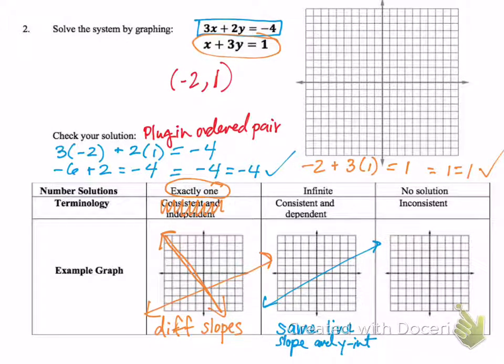And you may not recognize that they're the same line at the beginning, because one could be written in slope-intercept and one could be written in the standard form or something. And then no solution would be when you have parallel lines.